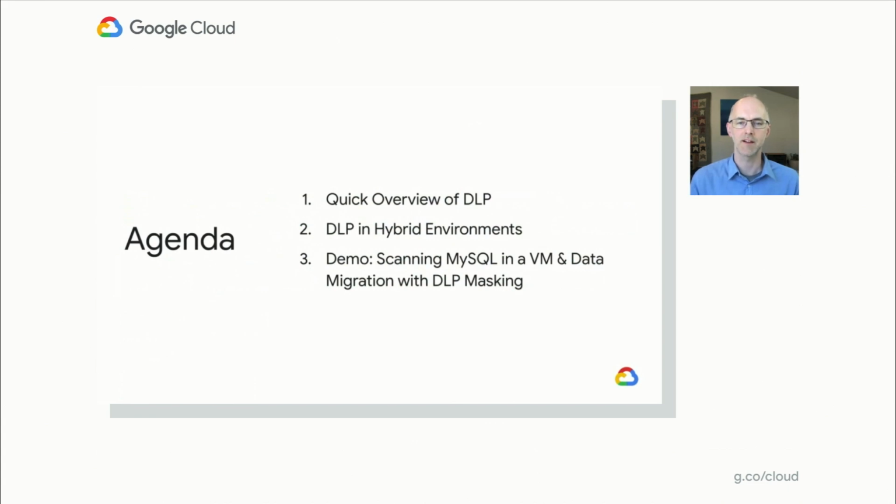What we're going to cover today is a quick overview of our Cloud Data Loss Prevention, or DLP platform. And then we're going to see how we can use DLP in hybrid environments. And after that, we're going to show a demo of this by using DLP to inspect data in a MySQL database that's running in a virtual machine. And then we're going to migrate some of that data into BigQuery and use DLP again to do data masking or data redaction. Let's get started.